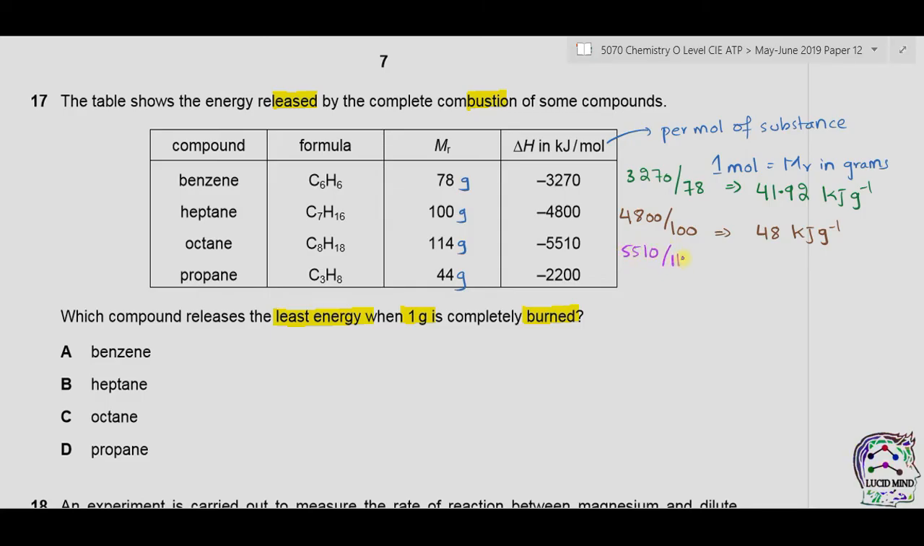Similarly for the third one, 5510 divided by 114, which comes equal to 48.33 kilojoules per gram. For the last one we have 2200 divided by 44, which is equal to 50 kilojoules per gram. As this is all energy release, the energy released is always given a negative sign. So we can see that the least energy is given by benzene, which is 41.92 kilojoules per gram. Therefore answer is A.